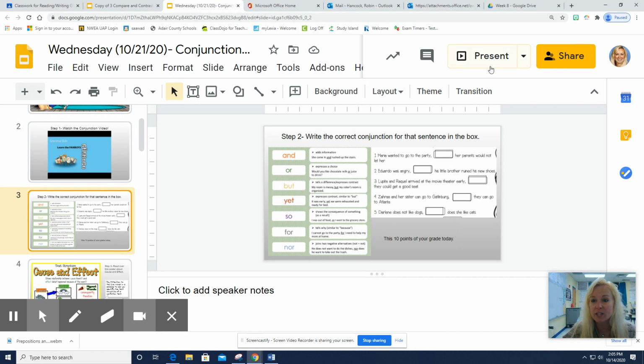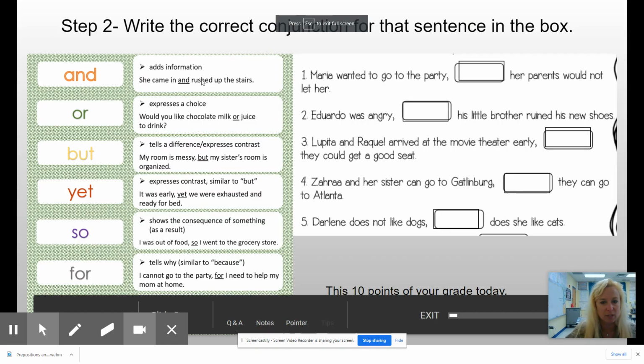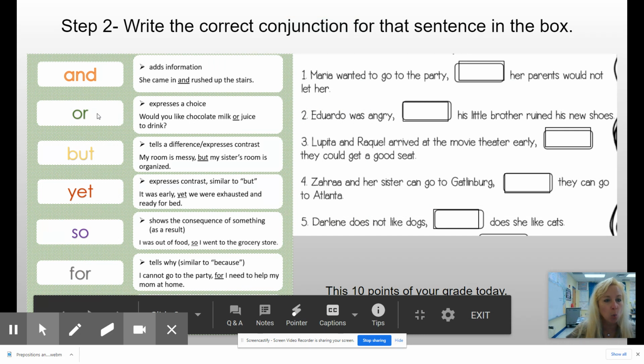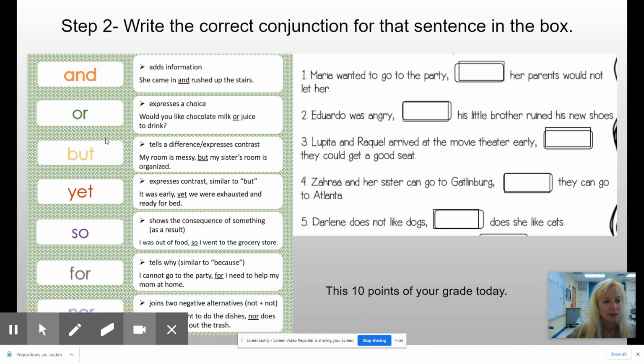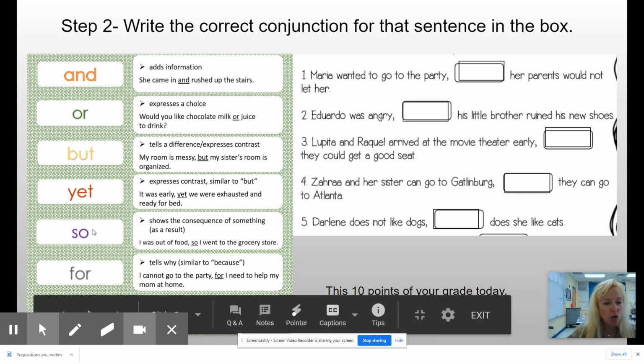Now, if you wanted to know when to use each of those, well, here we go. You'd use and to add information, or to express a choice, but tells a difference. I like red, but I also like yellow. Yet expresses a contrast, like but. It shows a difference. You use so in a sentence to show the consequence of something, like a result. That's why it's a clue word for cause and effect.